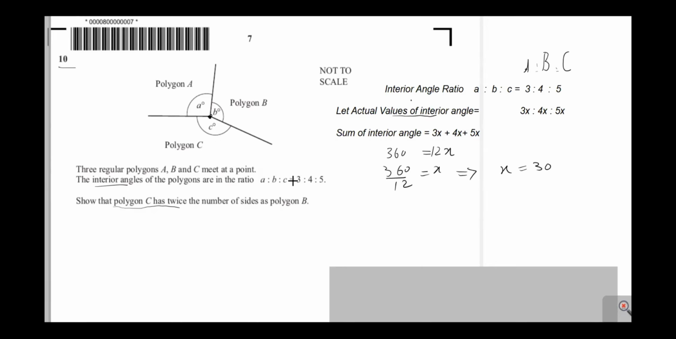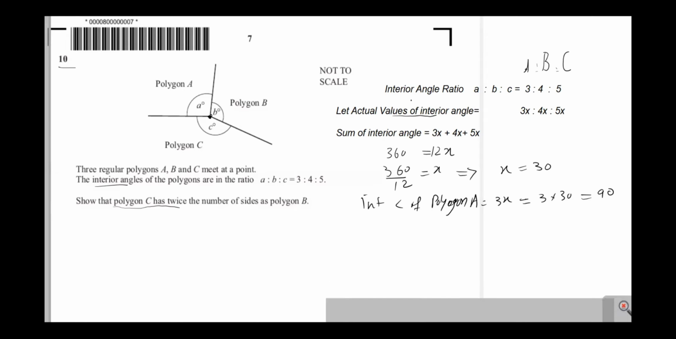Interior angle of polygon A is 3x, so 3 into 30, which is 90. Next, the interior angle of polygon B is 4x, so 4 into 30, which equals 120. Next, the interior angle of polygon C is 5x, which equals 5 into 30, and this is 150. And we have to calculate the number of sides of polygon C and of polygon B.